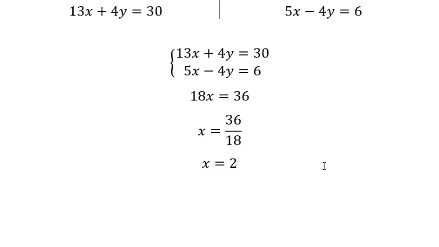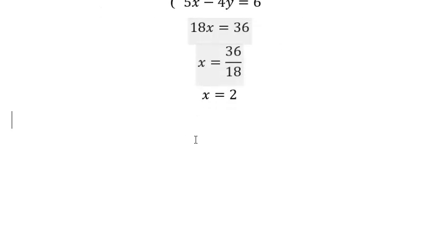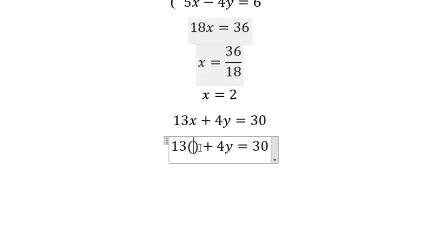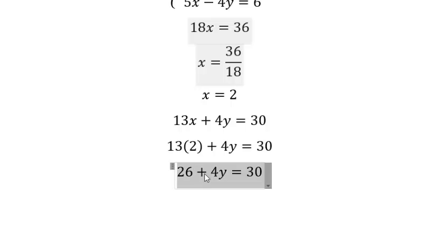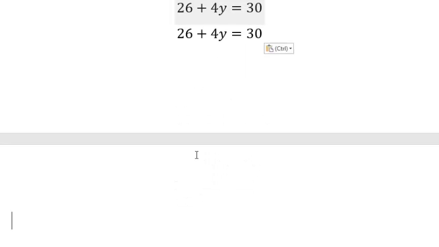Okay, cool. Now, how am I going to find y? Okay, I'm going to find y by substituting the x in the first equation of this system. So I'm going to copy the first equation of the system, and instead of x I'm going to put the number I just found. Okay, so 13 times 2, that's going to give me 26. That 26 I can pass it to the other side, okay, because it's a positive 26. On the other side will be a negative 26.